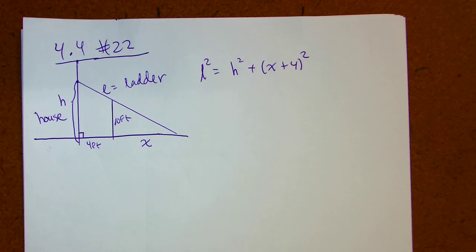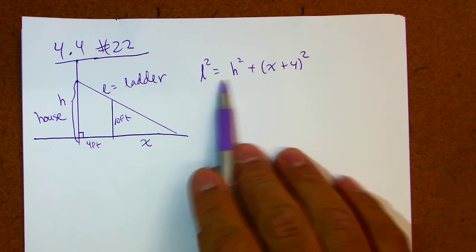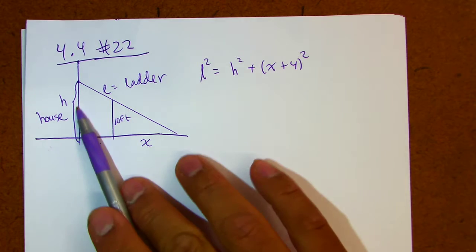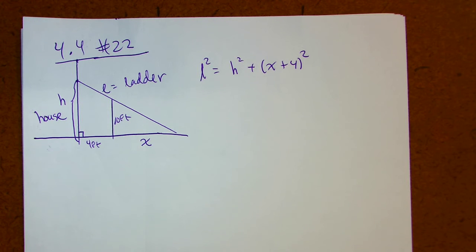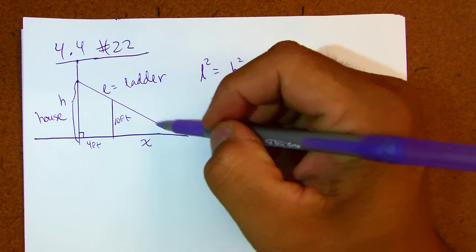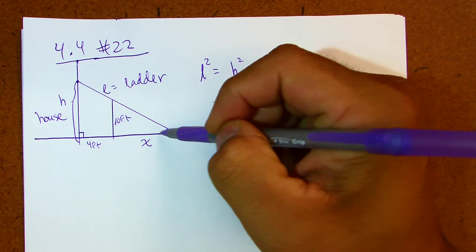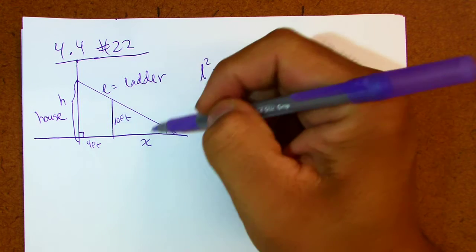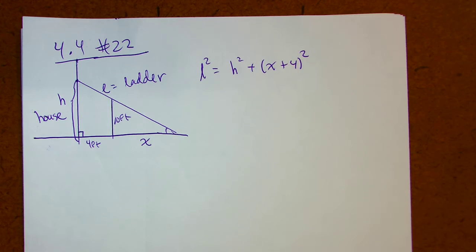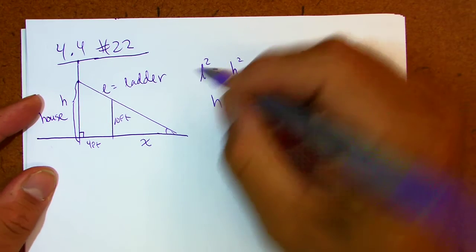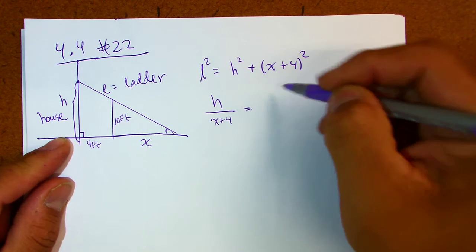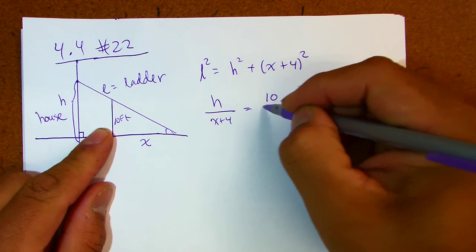All right, so now we have a problem here in the sense that we have too many variables here, right? The L and the X are variables, and we have this H thrown in here. So we have to realize that we have a similar triangle here, right? If we think of this angle, whatever we want to call it, the smaller triangle and the bigger one are similar, right? Which means that if I think of the ratio of the sides, h over x plus 4, that should be similar to 10 over x.